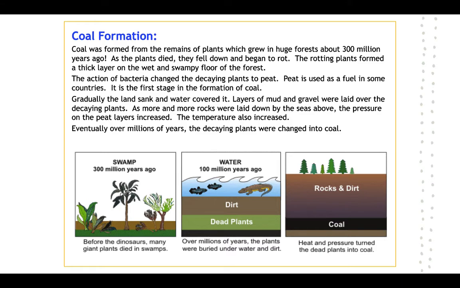Gradually, the land sank and water covered it. Layers of mud and gravel were laid over the decaying plants. As more and more rocks were laid down by the seas above, the pressure on the peat layers increased. The temperature also increased. Eventually, over millions of years, the decaying plants were changed into coal.